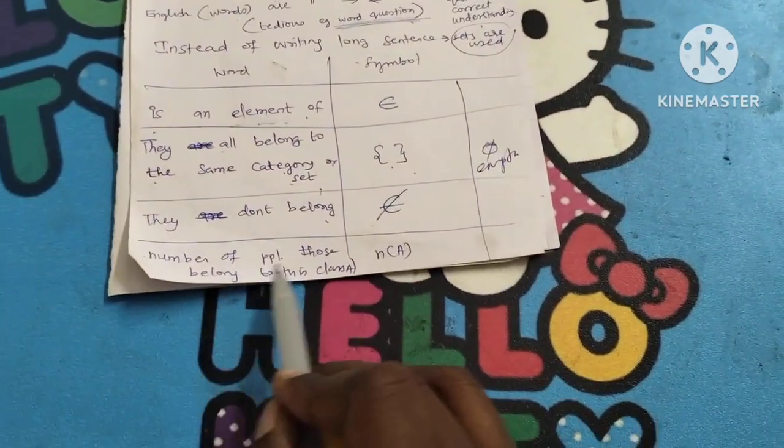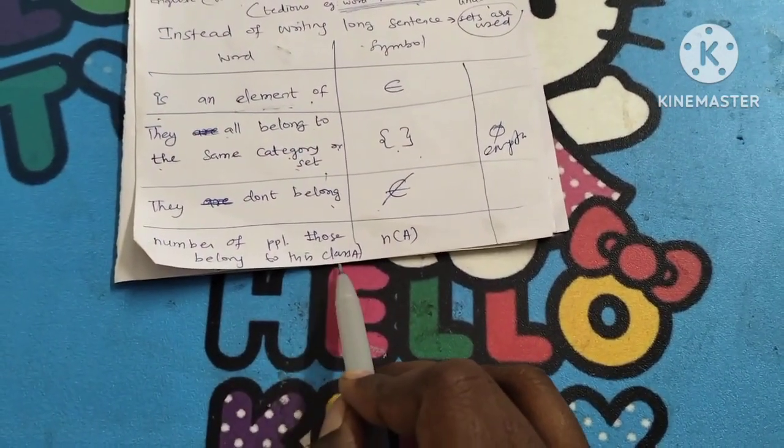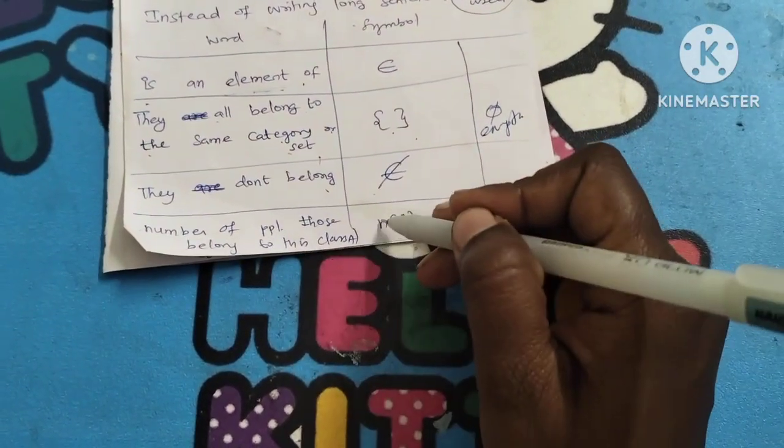So if you talk about the number of people who belong to this class A, you should put only n of A.